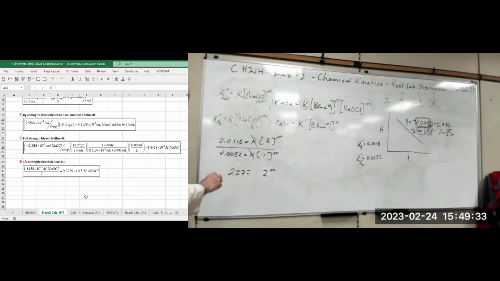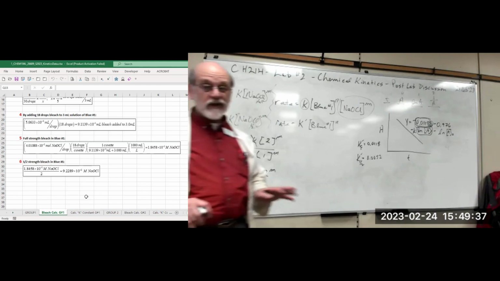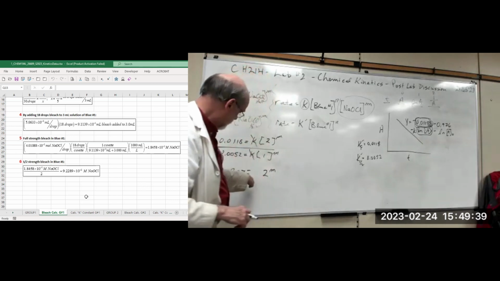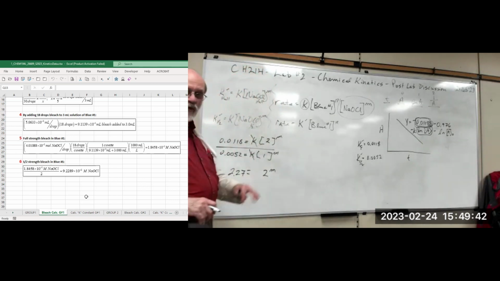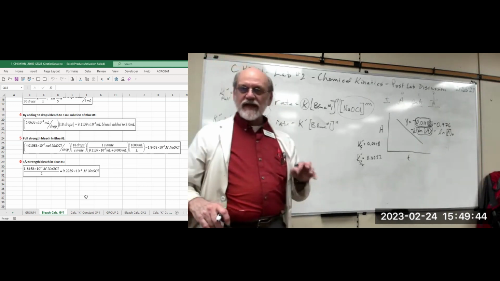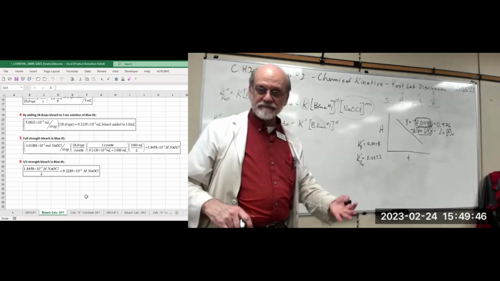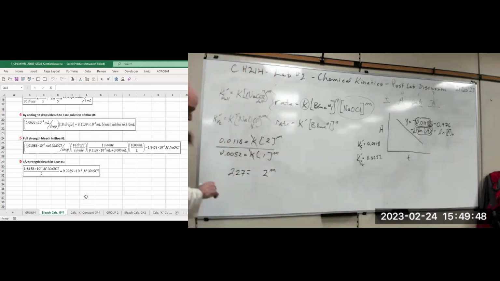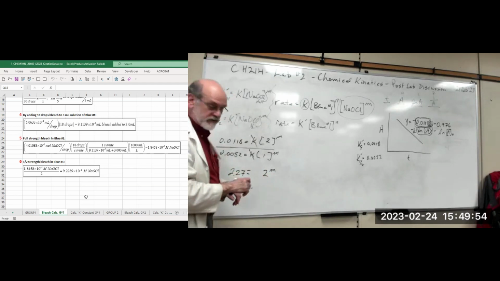2.27. So what power of M gives you 2.27? Well, it's pretty close to 1, right? First power. But if you want to be exact, then you have to calculate it. So if you want to do that, I'll show you. The best way to calculate an unknown, if it's a power, is to use logarithms.